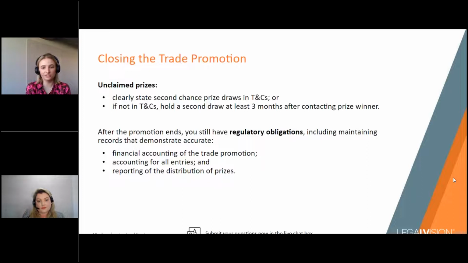It's important to note that even when the trade promotion and all the prizes are distributed, you will have ongoing regulatory obligations that we've already briefly touched on, but specifically making sure that you are keeping records of the promotions and using your customers' information or entrants' information in accordance with the Privacy and Spam Act.